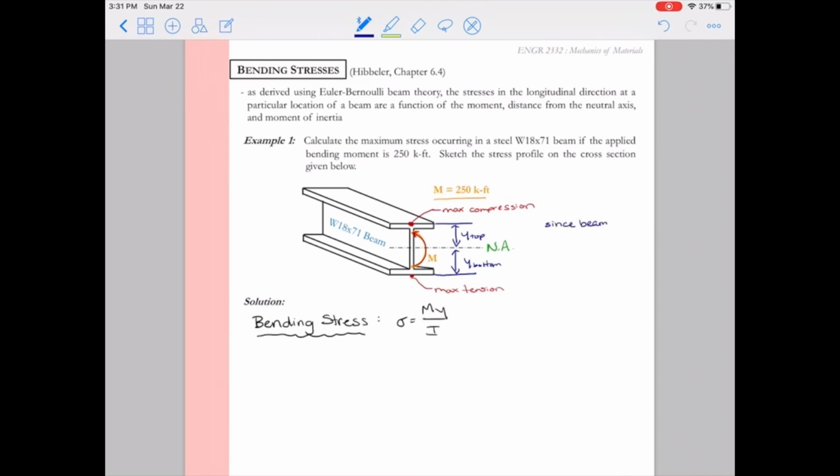In this particular problem, since the beam is symmetric about the neutral axis, y top and y bottom are the same. And so that means that sigma for the top, or sigma compression, is going to equal sigma tension, at least in magnitude. We usually put a negative for compression, positive for tension, but the magnitude of sigma in compression and sigma tension will be the same.